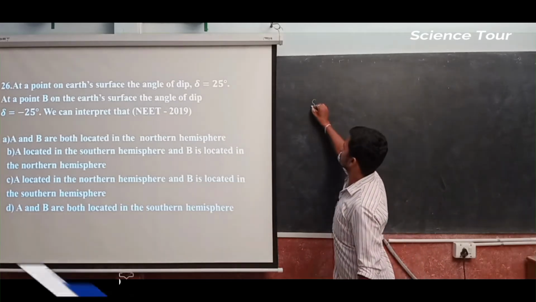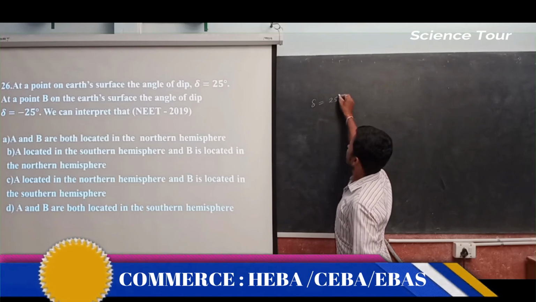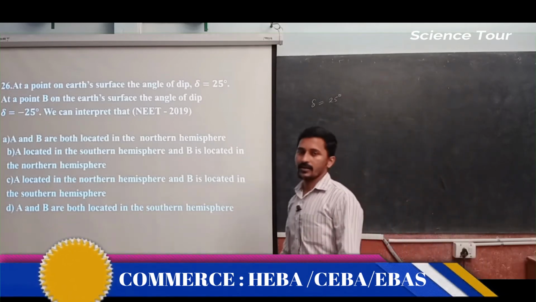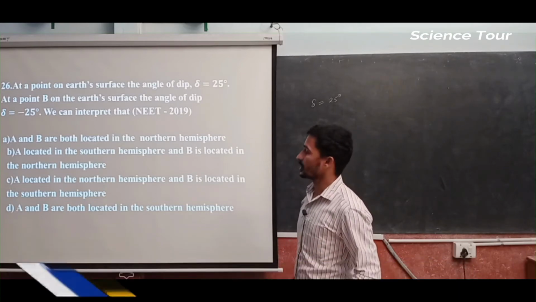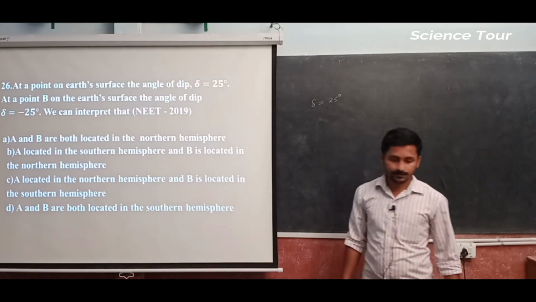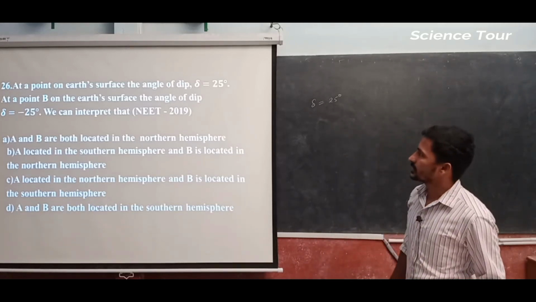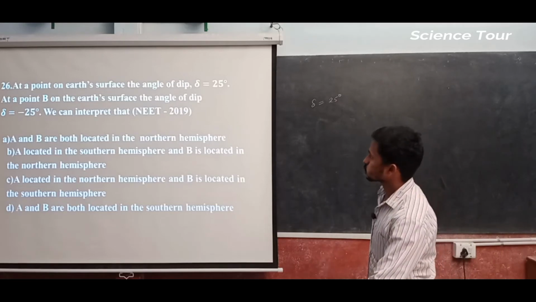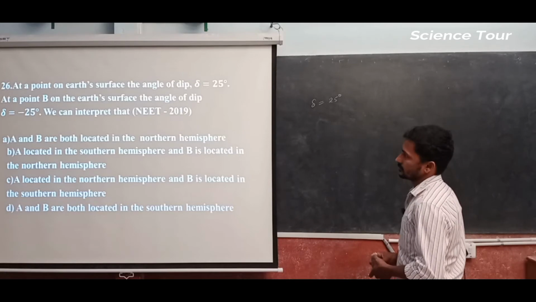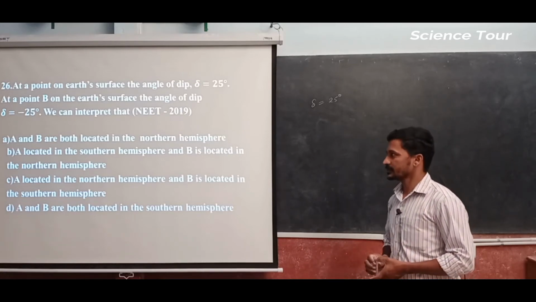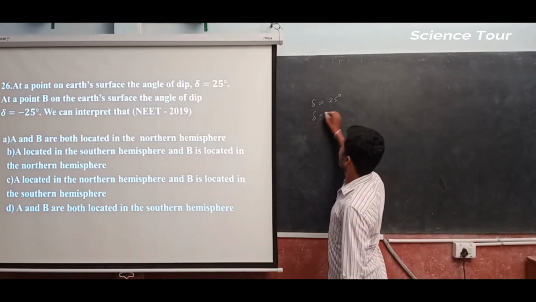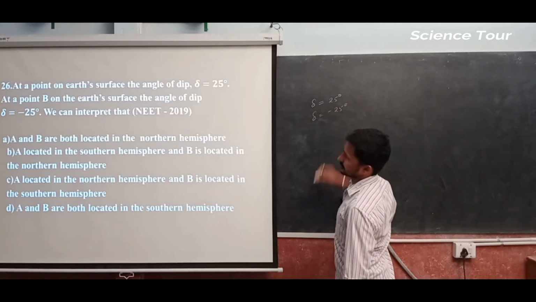Okay, next: at a point on Earth's surface, the angle of dip is 25 degree. Angle of dip means what? The angle made by the horizontal component with the actual magnetic field, that is the angle of dip, or we will call it inclination. It's the easiest one. So delta is equal to 25 degree at a point A on Earth's surface.